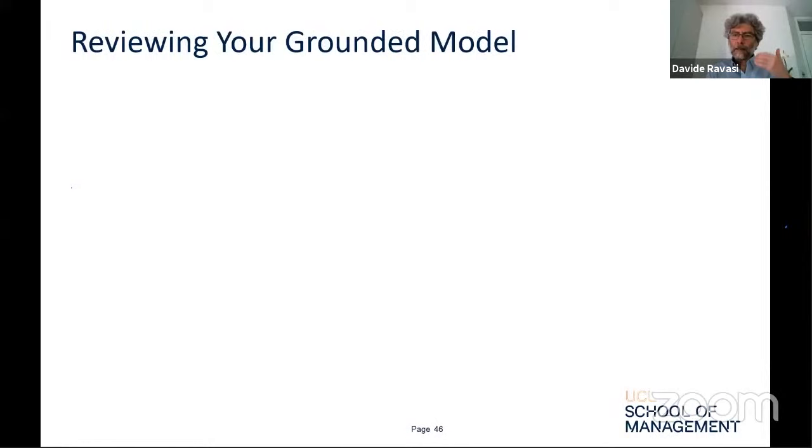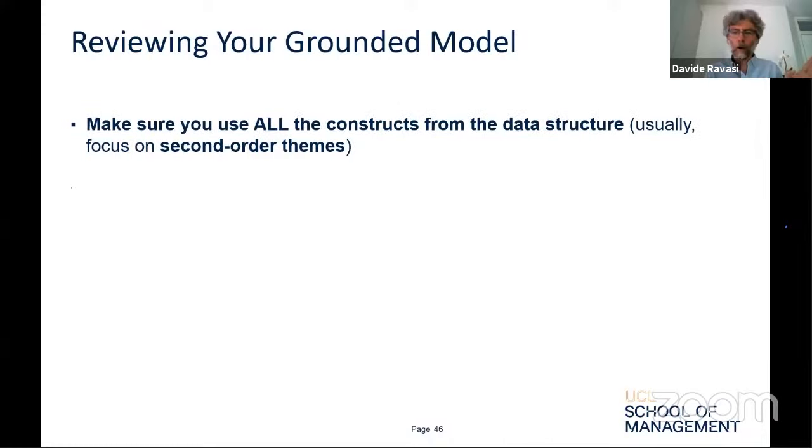The idea is that you will constantly review your grounded model, making sure that you use all the constructs from the data structure, and only those constructs. Usually you focus on second order themes. All the constructs have to be used. Otherwise, why do you need some of those if they don't end up in the model? And only those that are in the data structure.